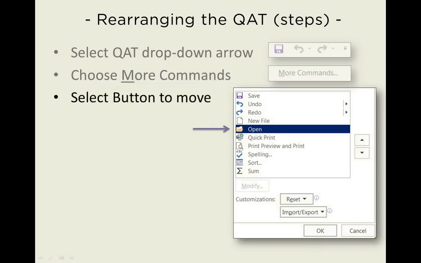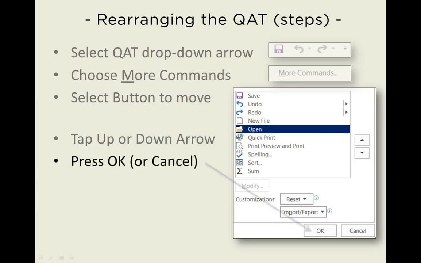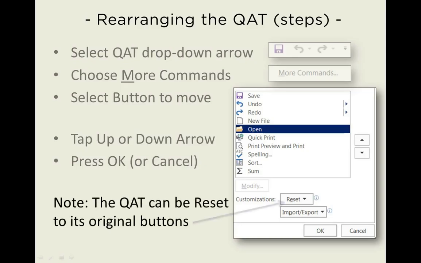Select a button to move, in this example, the Open button. Then tap the Move Up or Move Down buttons as many times as necessary to reposition that button. When the Quick Access Toolbar has been rearranged, you can press OK to save the changes. Alternately, you can press Cancel if you prefer not to implement those changes. Please note that the Quick Access Toolbar can be reset to its original buttons.